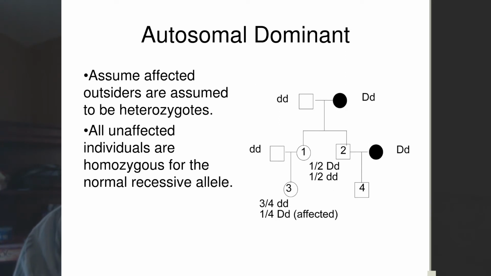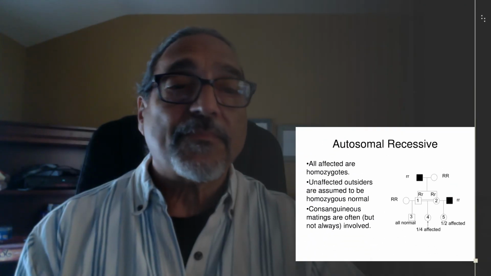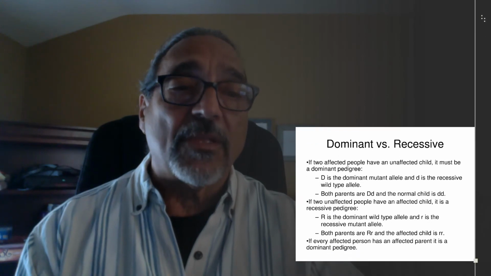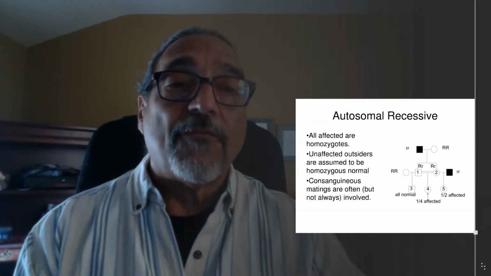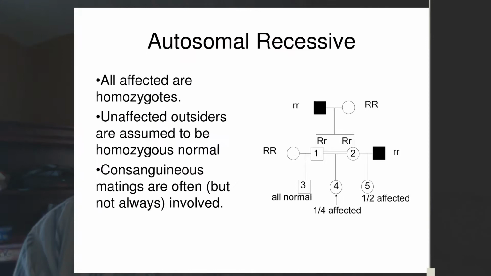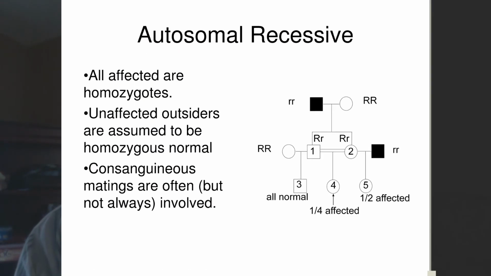Of course, if the individual is homozygous recessive, when mated with another homozygous recessive, there's zero chance of the individual three being affected. So this is a way that we can use our conditional probabilities. You can do the same calculations for an autosomal recessive individual, and here we see the same type of calculations that one might make.